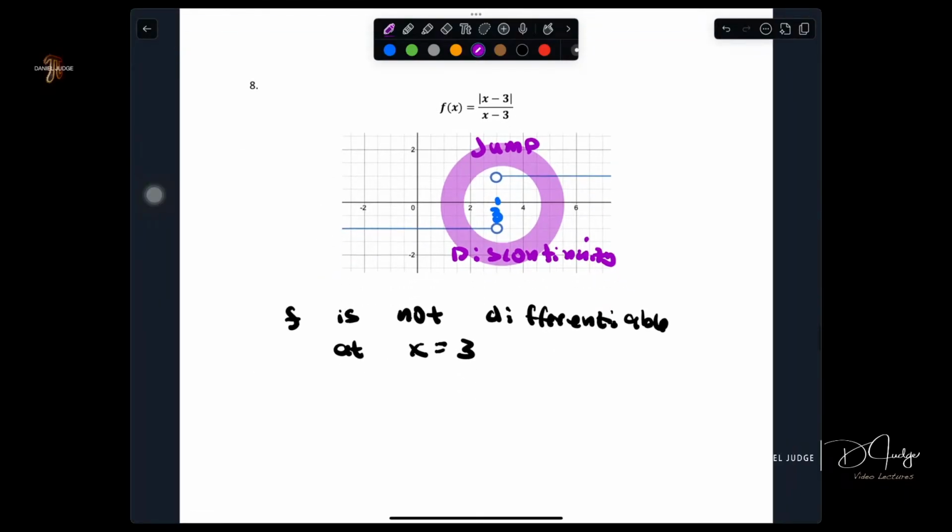All right, so what's the interval in which it is differentiable? Well, it's differentiable everywhere else, meaning all real numbers, but you throw out positive 3, and that looks like this. Negative infinity up to 3 union 3 to infinity.